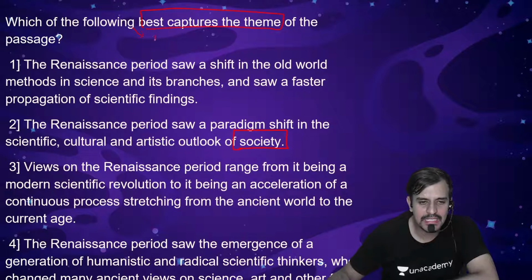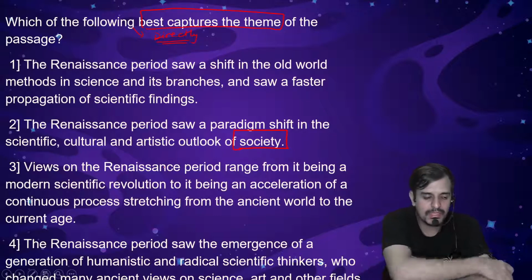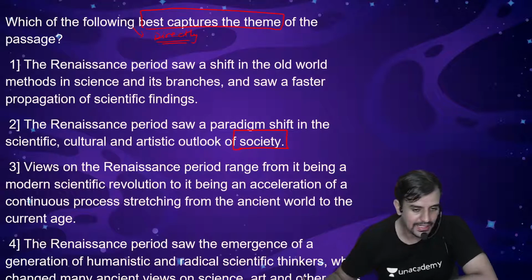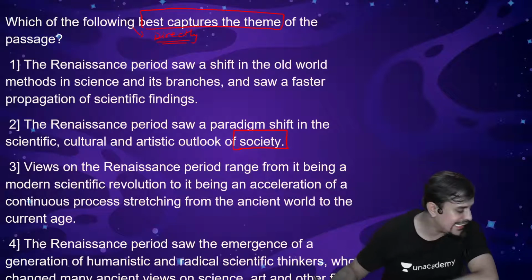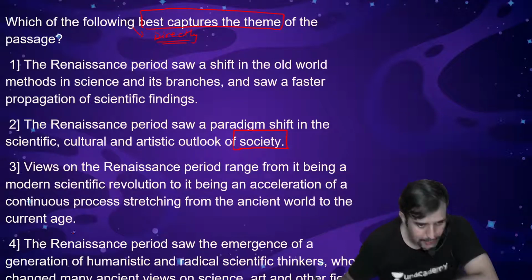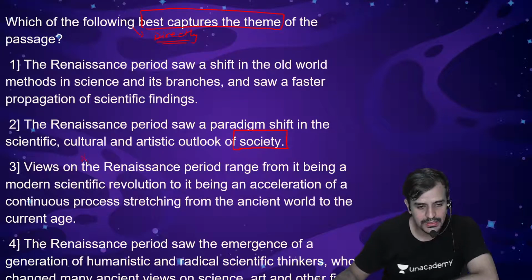So this is something which is directly given. You are going to find it something which is directly given in the passage. Views on the Renaissance period range from it being a modern scientific revolution to it being an acceleration of the continuous process, stretching from the ancient world to the current age. Okay, so what is happening over here? This is also going to stand incorrect.